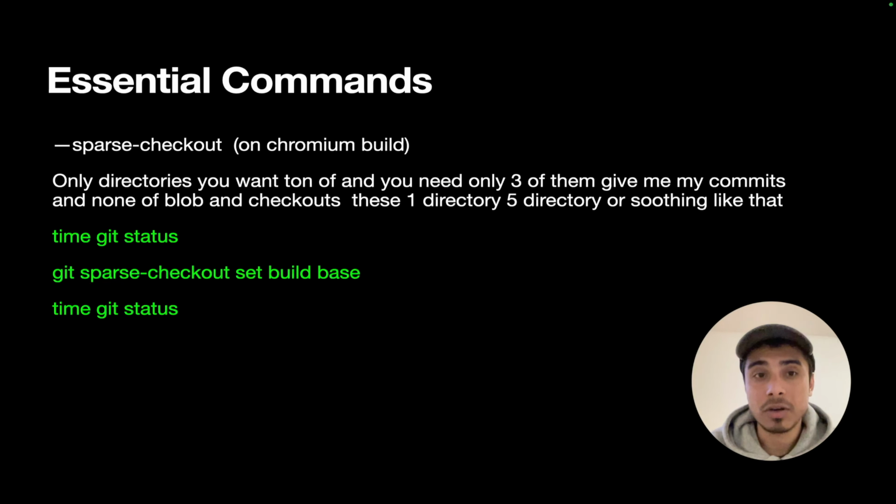Sparse checkout is an optimized version of depth and single branch. In this case, instead of a branch, you can instead say that you're interested in only specific directories or specific modules.